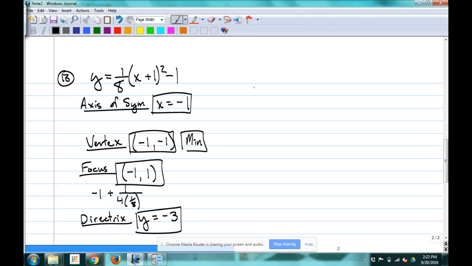And now we need our intercepts. Now I've got it in vertex form, so finding my y-intercept can be done from this form by doing what? Plugging in what for x? 0.